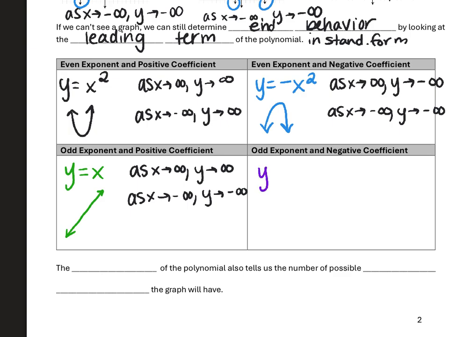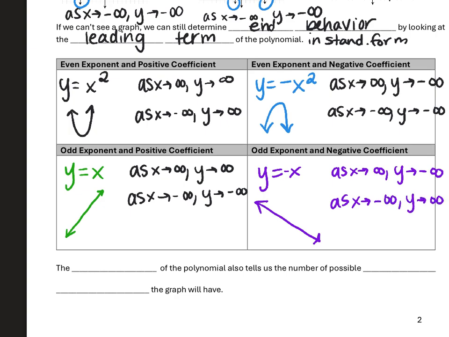If you have, let's just do this, y equals negative x. If you have a negative coefficient and an odd exponent, so think of a linear with a negative slope, from left to right, it will fall. And this is true of any odd exponent. So first, third, fifth. What changes is what's happening in between the arrows, but the end behavior will always be the same. So this is going to be, to the right, as x approaches infinity, y is going to negative infinity now. And to the left, as x approaches negative infinity, y is going to positive infinity.